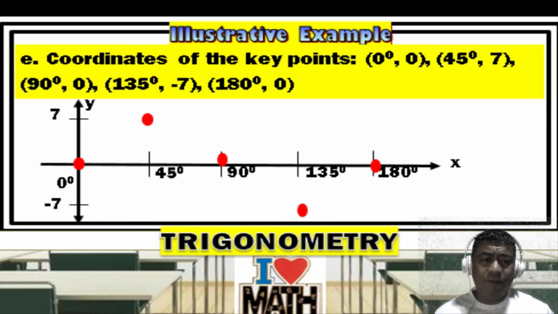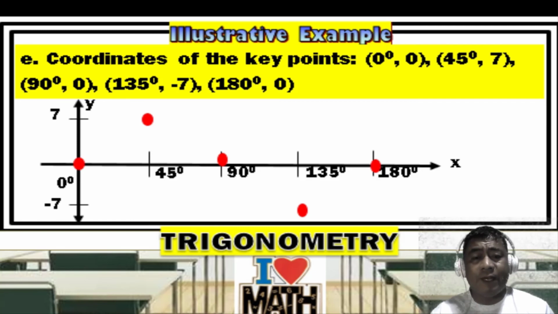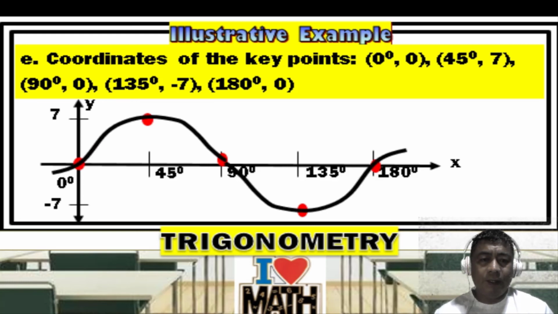So as you can see here, if we're going to plot the given points, 0 degrees and 0, then we have 45 degrees and 7, 90 degrees and 0, then we have 135 degrees and negative 7, then we have 180 degrees and 0. The graph of a sine function is simply a smooth curve. So that's the graph of y equals 7 sine 2x.